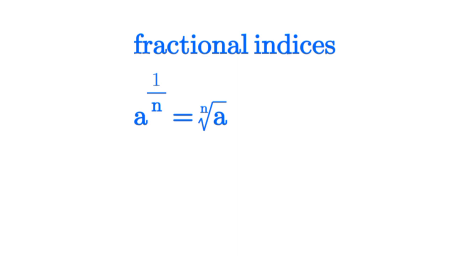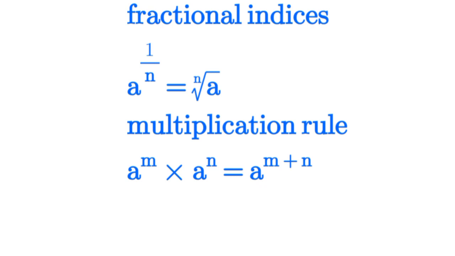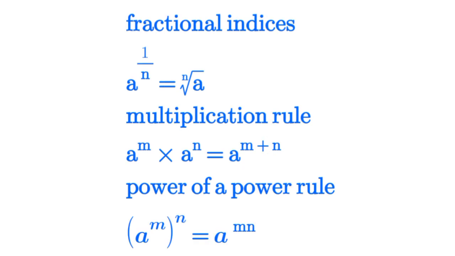Another rule we're going to use is the multiplication rule. That says when you have a raised to the power of m multiplied by a raised to the power of n, it is equal to a raised to the power of m plus n. Now, another rule we have is the power of a power rule. So when we have a raised to the power of m, raised to the power of n, it is equal to a raised to the power of m multiplied by n. Now try remembering these rules because we are going to use them in solving our question.